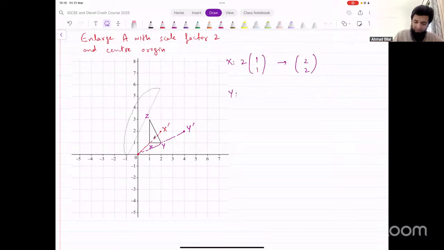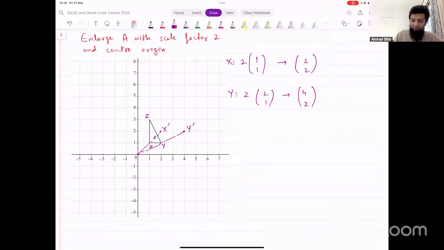Okay, so you could say y is 2 right and 1 up. So you could just multiply that by 2, that's the scale factor, and that gives you 4, 2. So y prime is going to be 4 right and then 2 units up, and that's y prime.